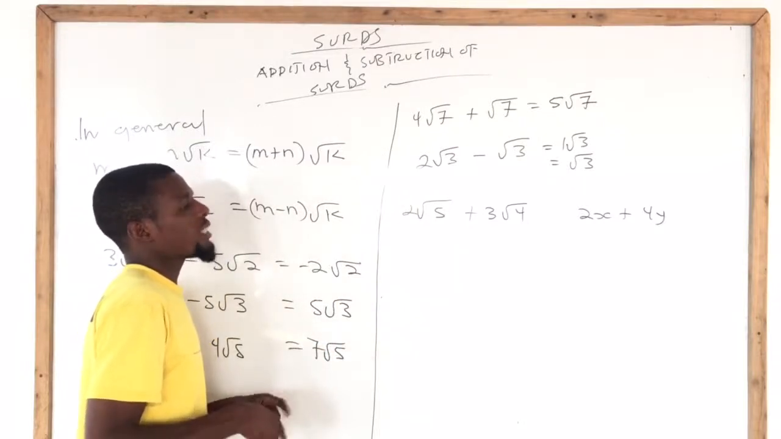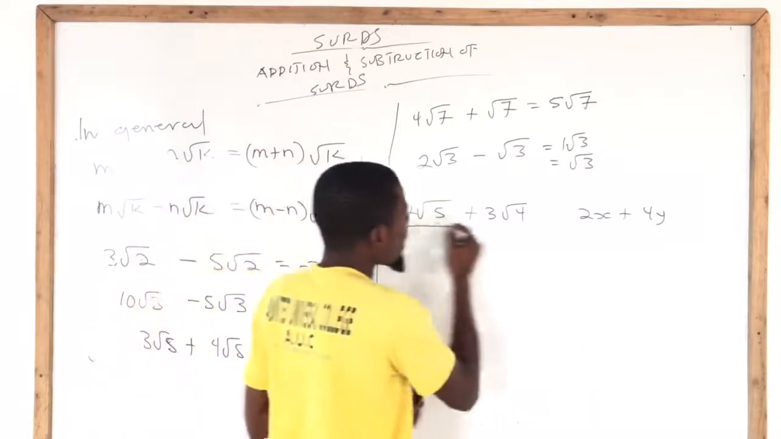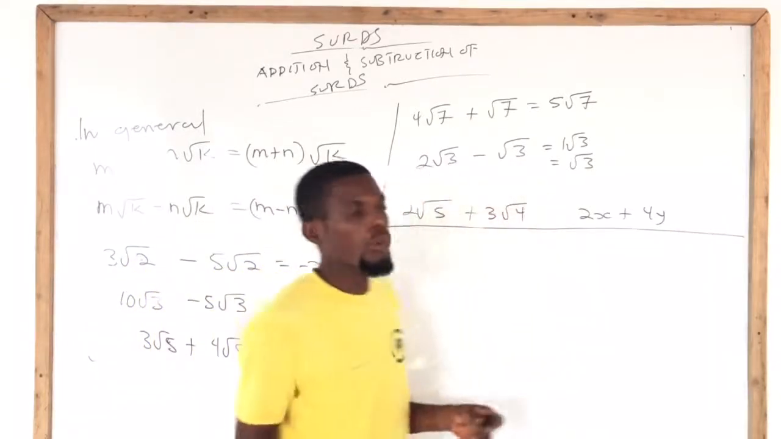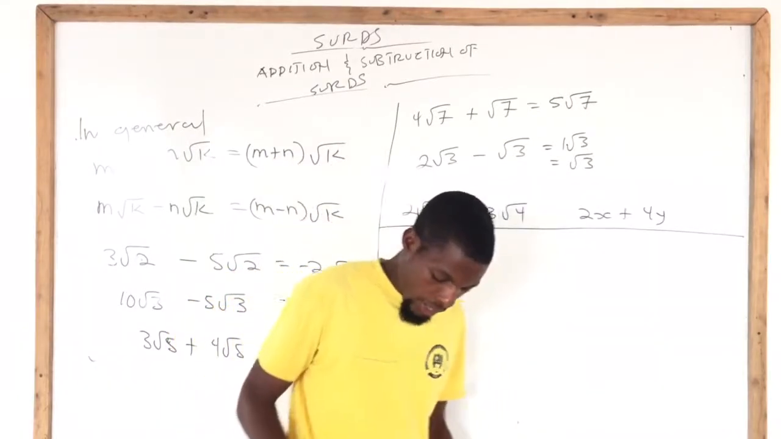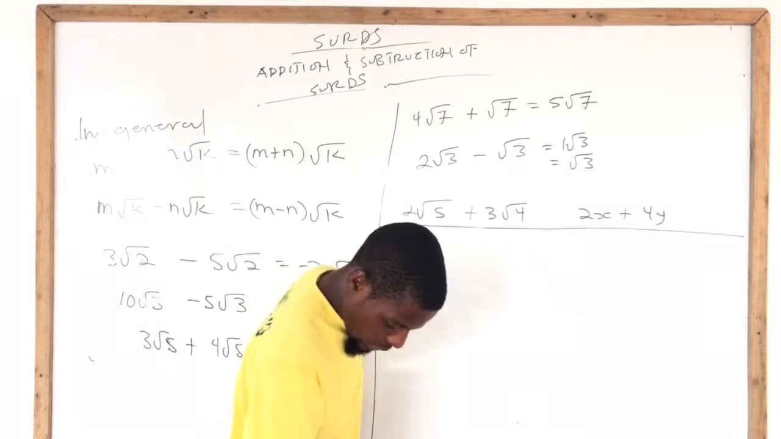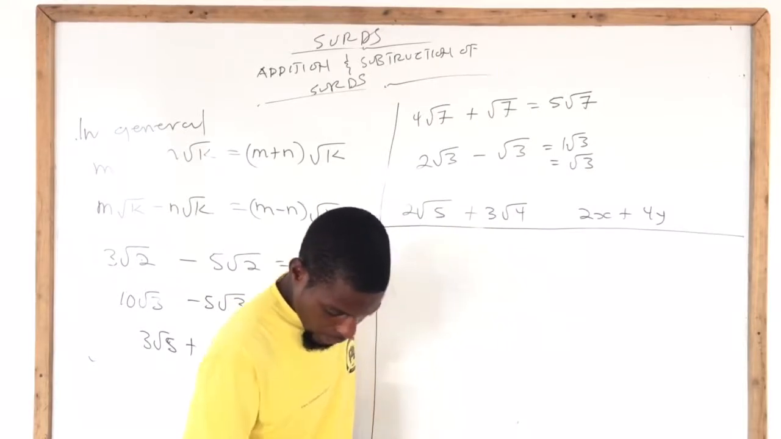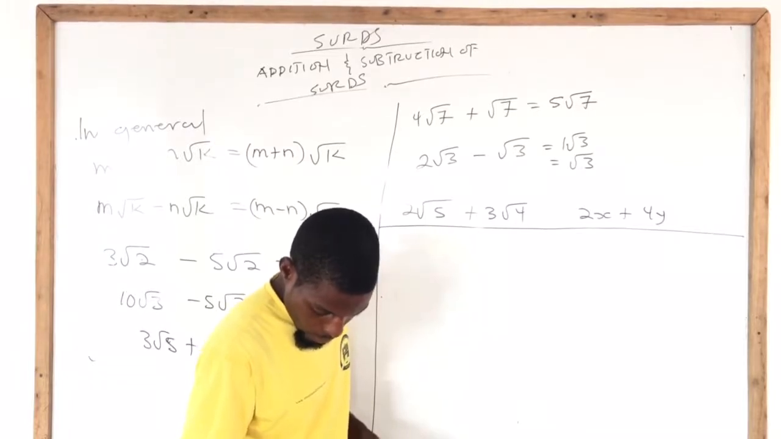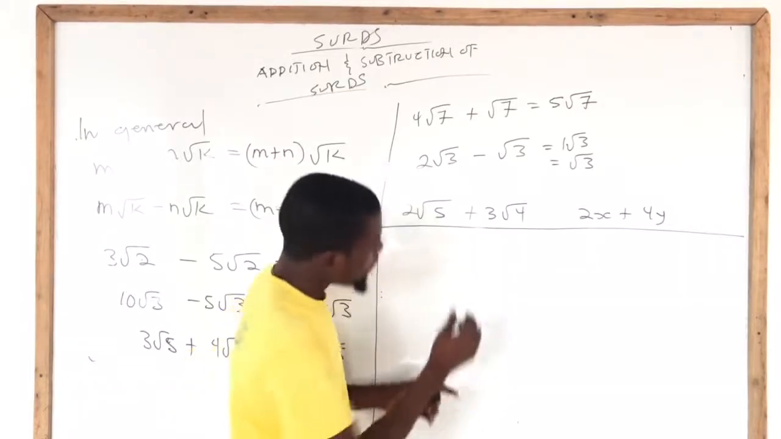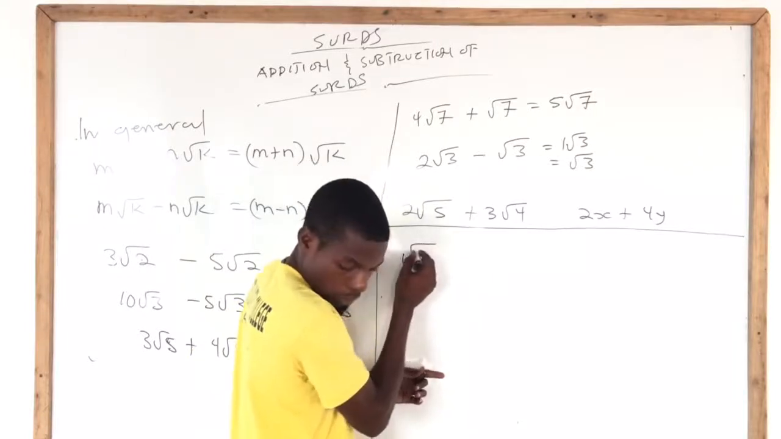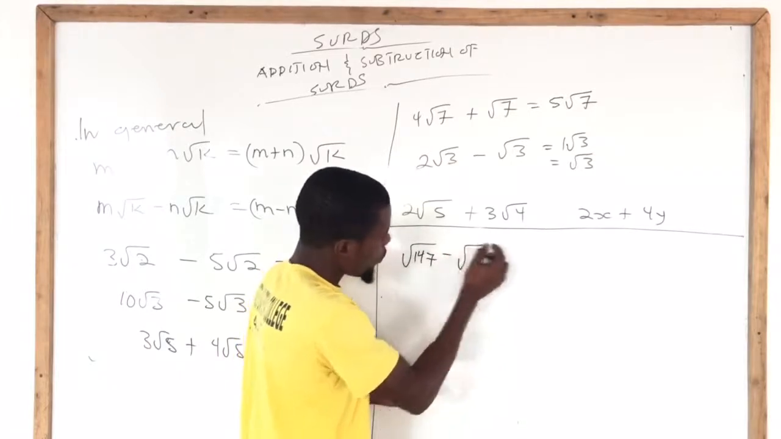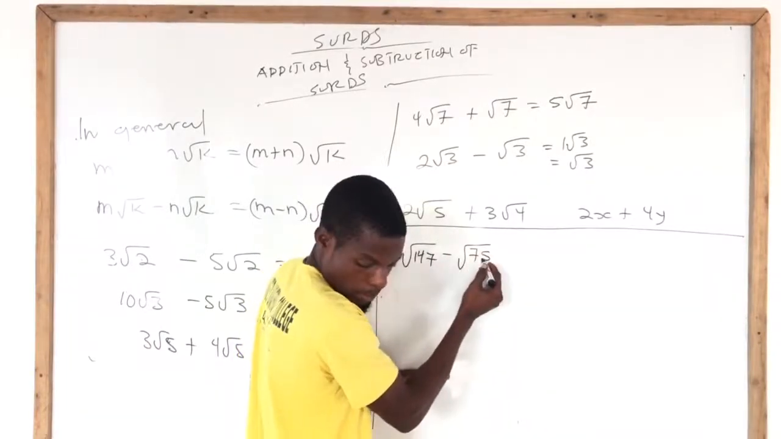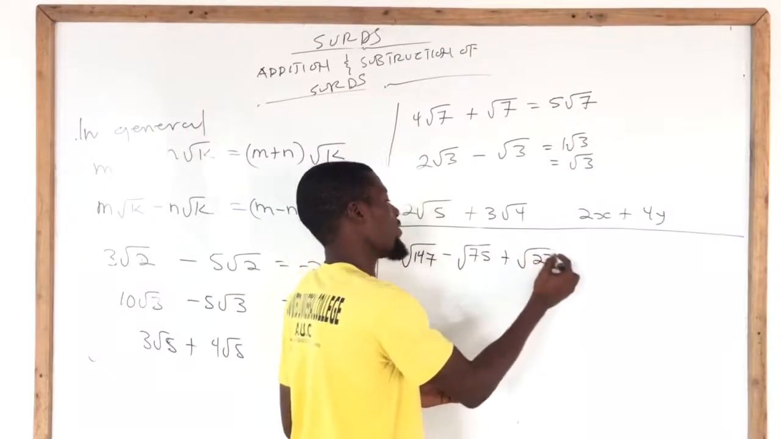Okay? Now, in some certain instances, they will give you a set that you have to simplify before you add or subtract them. Okay? Now, let's look at a typical example here. I have root of 147 minus root of 75, then plus root of 27.